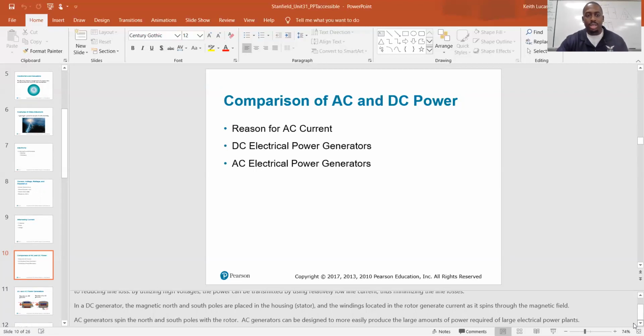AC generators spin the north and south poles with the rotor. So it's the opposite. One has the windings in the middle, and then the other one has the windings on the outside. The AC generator has the windings on the outside. So AC generators can be designed to more easily produce the large amounts of power required of large electrical power plants.